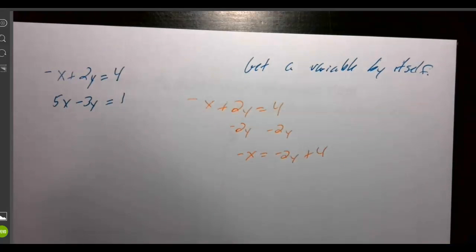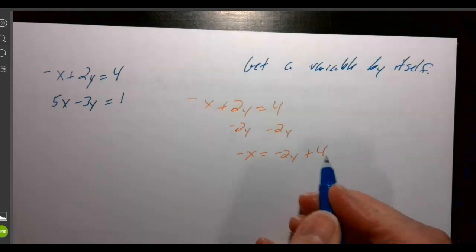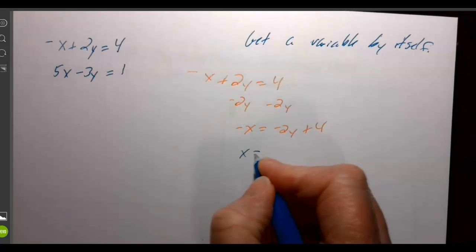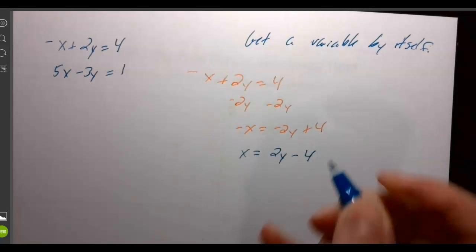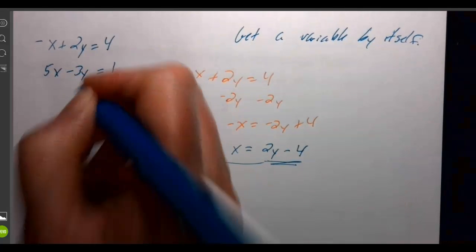And now I'm just going to change my signs all the way across. I'm mathematically multiplying through by a negative 1 or dividing through by a negative 1. But what it shows up as is you just change the sign of everything. Okay, now I'm going to take this and I'm going to plug this into this equation.